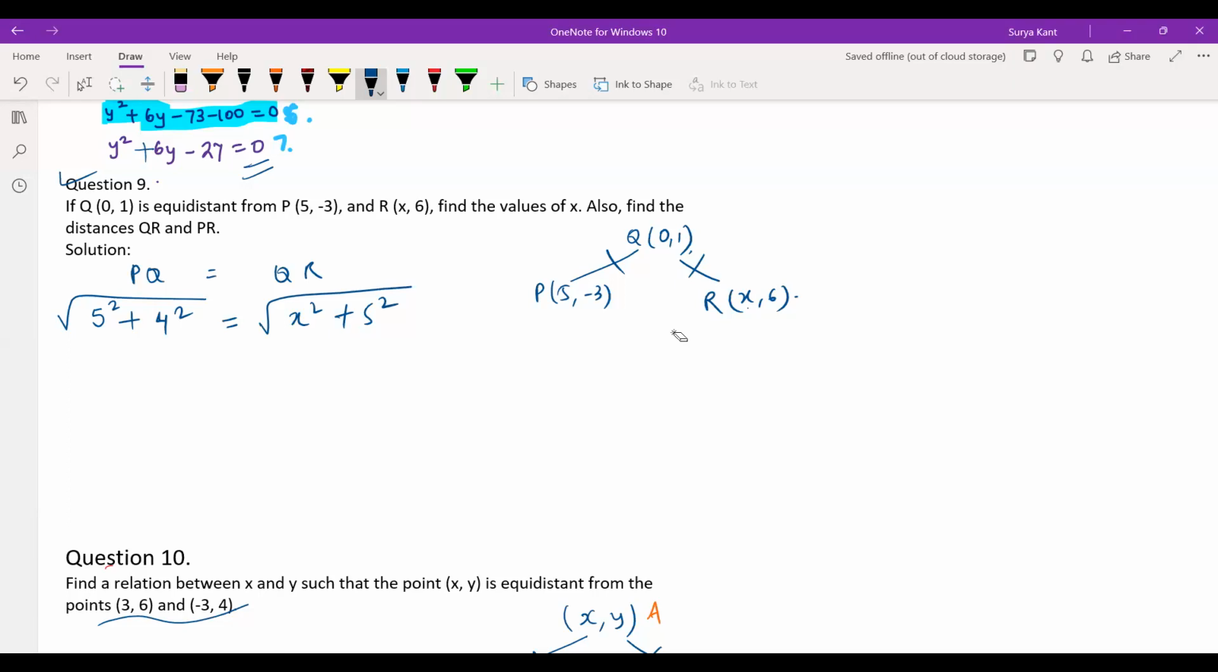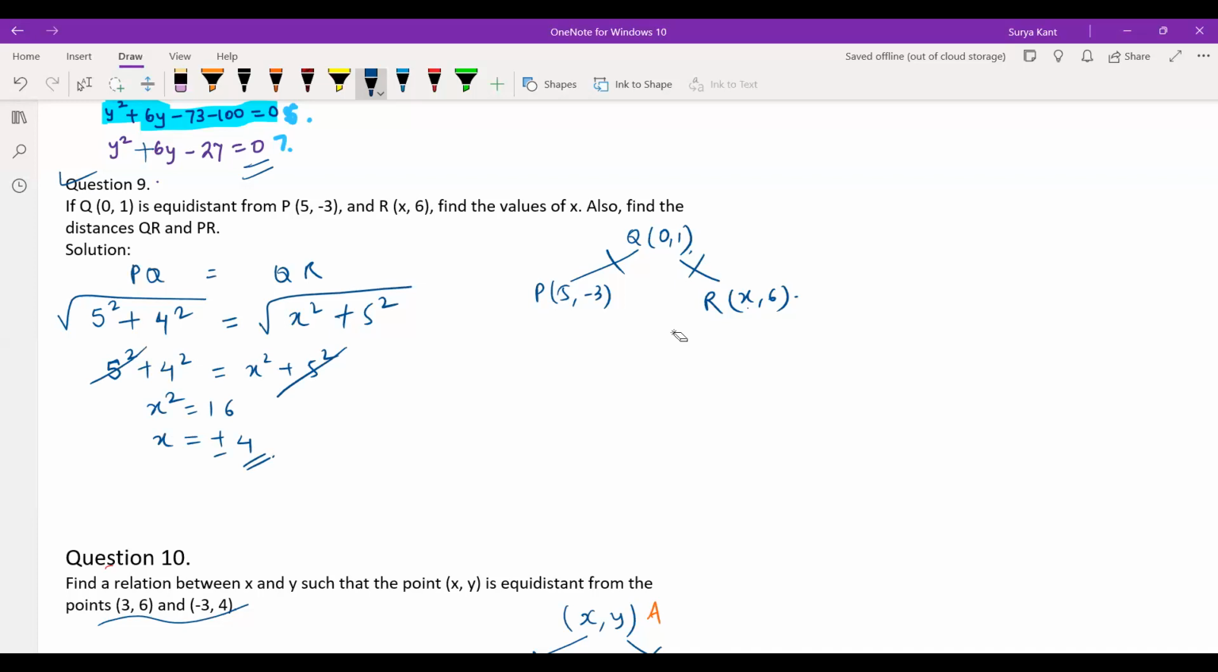Plus minus 4. Okay. So here, children, simply on squaring both sides, what will we get? 5 square plus 4 square is equal to x square plus 5 square. So this will cancel from both the sides. So we got x square is equal to 16. So x is equal to obviously plus minus 4.